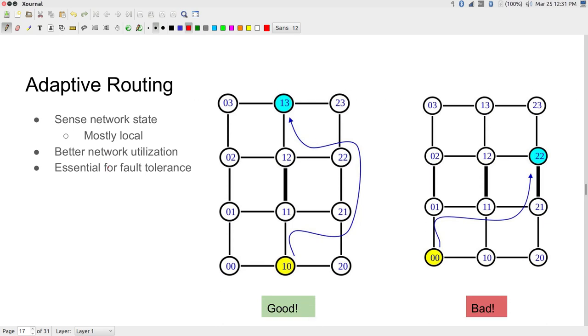Adaptive routing, on the other hand, is trying to introduce some intelligence into the problem of routing. You need to have some sense of the network state. So it's no longer oblivious. It's not saying, I don't care what is happening at the next node. I need to know something about what is happening around me in the rest of the network. The problem is it's very difficult to get a global picture of what's happening around the network. What you can get is local information.